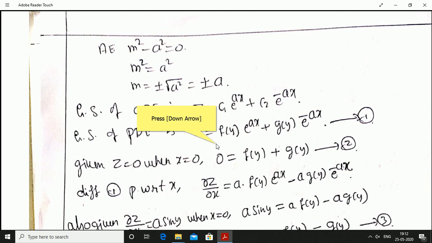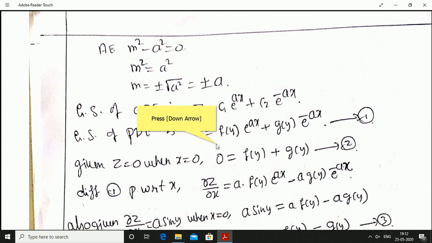The general solution of the partial differential equation is obtained just by replacing the arbitrary constants by functions of the other independent variable. Here we have the derivative of z with respect to x. The other independent variable is y. Hence, the general solution of the partial differential equation is z is equal to f of y into e power ax plus g of y into e power minus ax. Call it as equation 1.